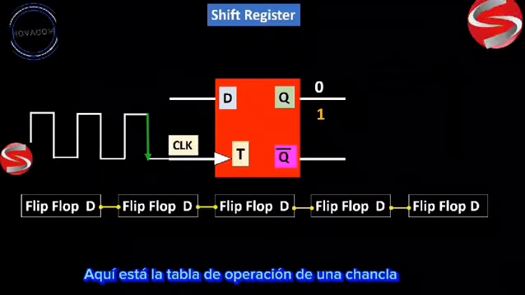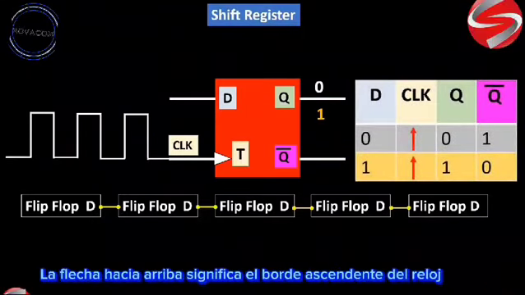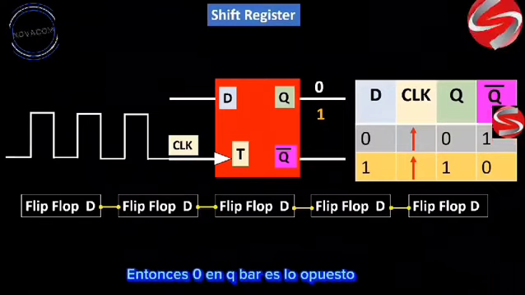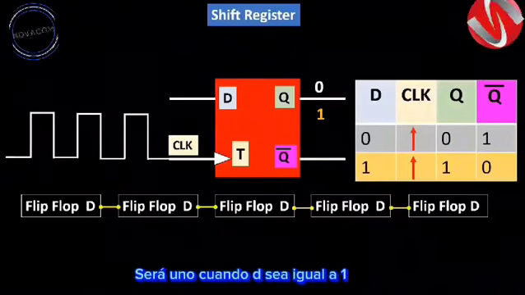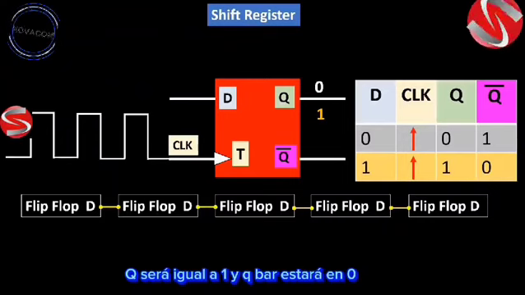Here is the table of operation of a D flip-flop. When the input D value is 0, the up arrow means rising edge of the clock. The output Q will be equal to the input, so 0, and Q bar is the opposite, it will be 1. When D is equal to 1, Q will be equal to 1 and Q bar will be at 0.